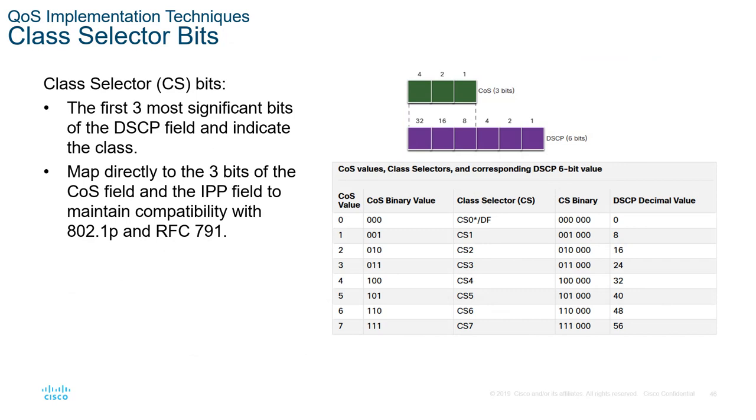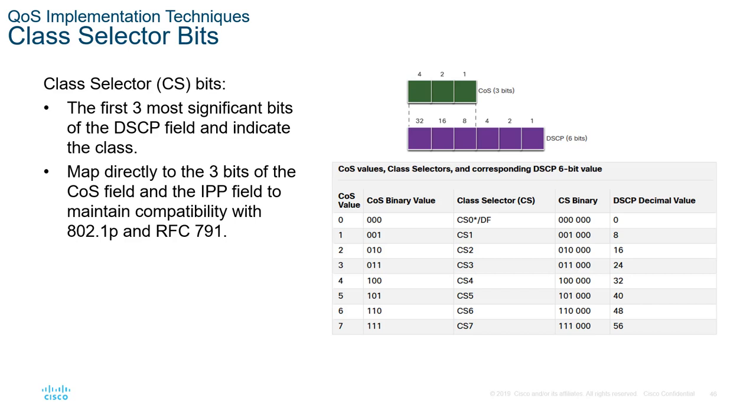So for our class selector bits, also known as CS bits, the 3 most significant bits of the DSCP field indicate the individual class. We already knew that from the previous slide. These will map directly to the 3 bits of the QoS field in the IPP field to maintain compatibility with 802.1p as well as RFC 791. Again, way more depth than you actually need to know.